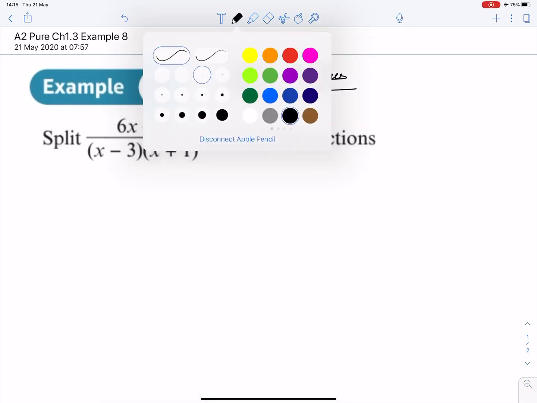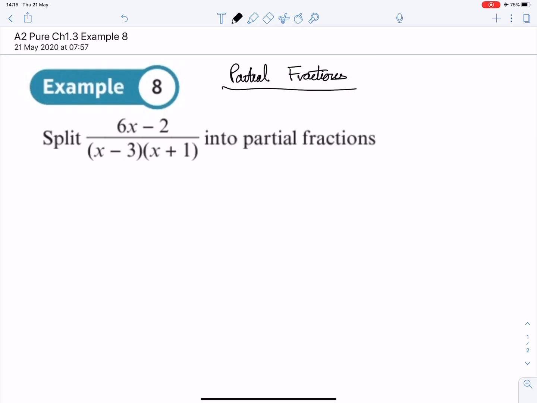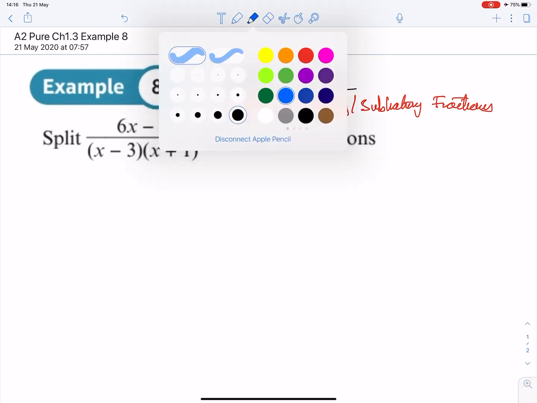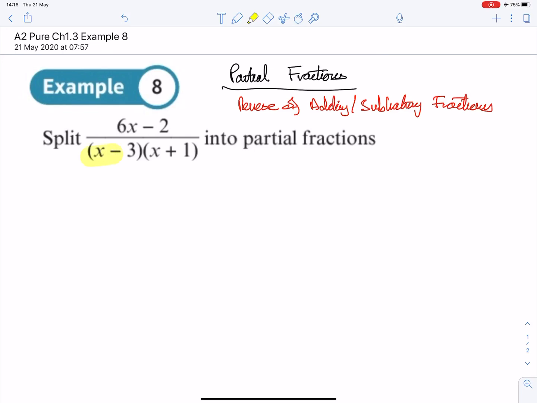Okay, so we're going to start a little section today on partial fractions. This is going to run to 3 or 4 lessons, I would think, at least. And partial fractions is fundamentally the reverse of adding or subtracting fractions. So how can we get from this expression to either 2 fractions added together or 3 fractions or 2 fractions subtracted? The reason it's 2 is because I've got a denominator with 2 factors.